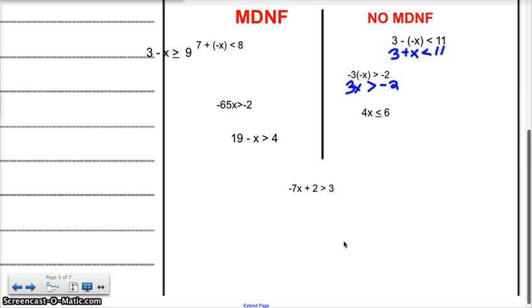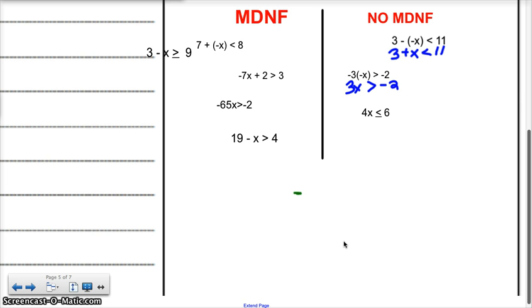Variable, left, negative, MDNF. Variable, so again, I look. Variable's right here. Look to the left. I see a negative. So I'm going to MDNF it.